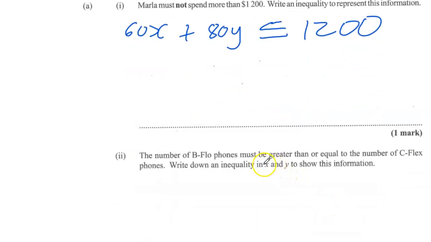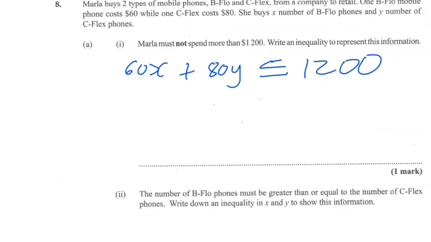The number of B-Flow phones must be greater than or equal to the number of C-Flex phones. So B-Flow was X, right? So the number of B-Flow phones, X, must be greater than or equal to the number of C-Flex phones, which is Y. Remember, B represented by X and C-Flex represented by Y. That's the other inequality.